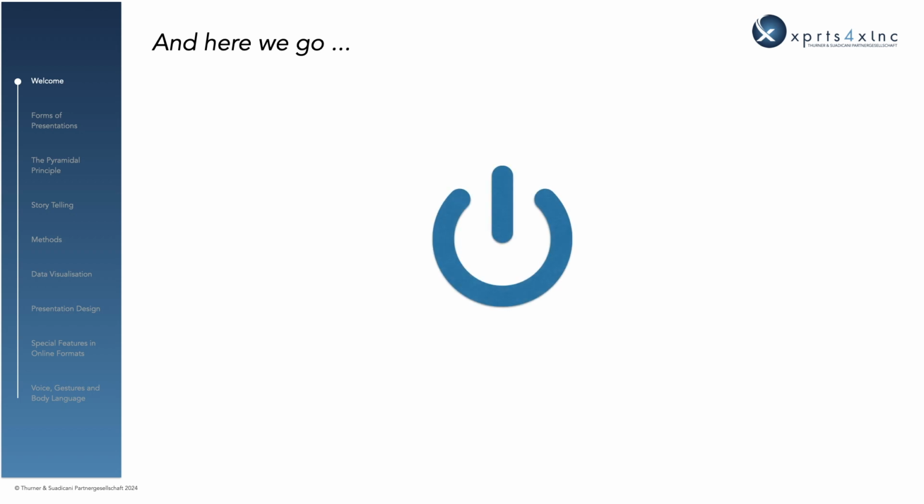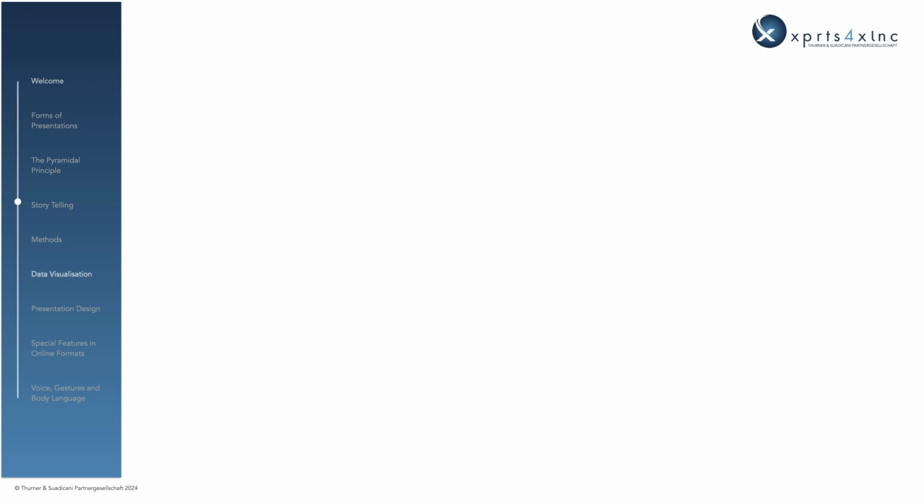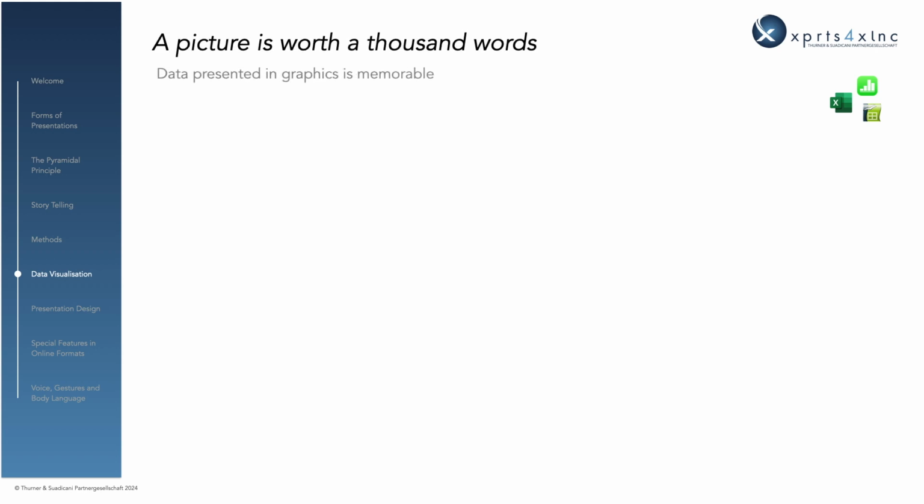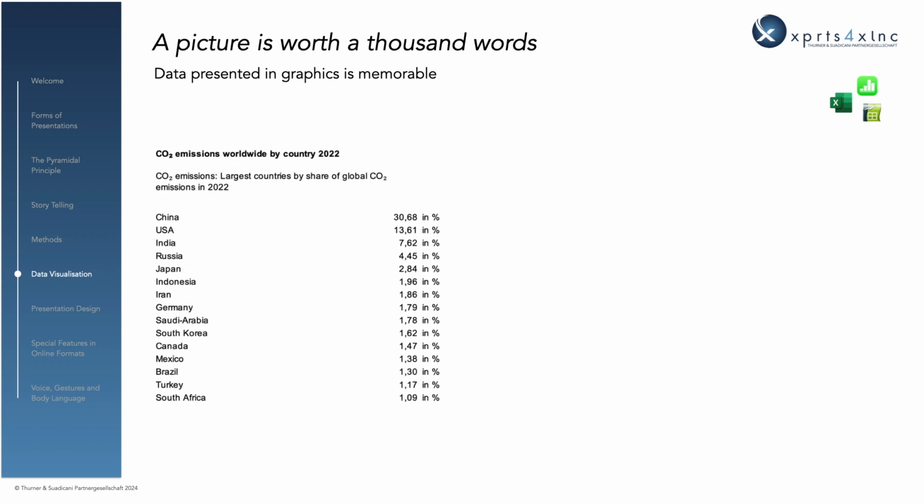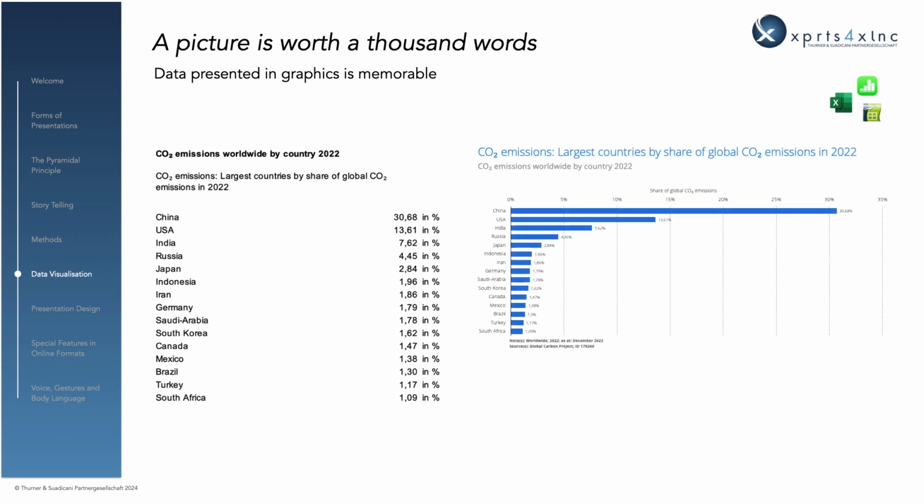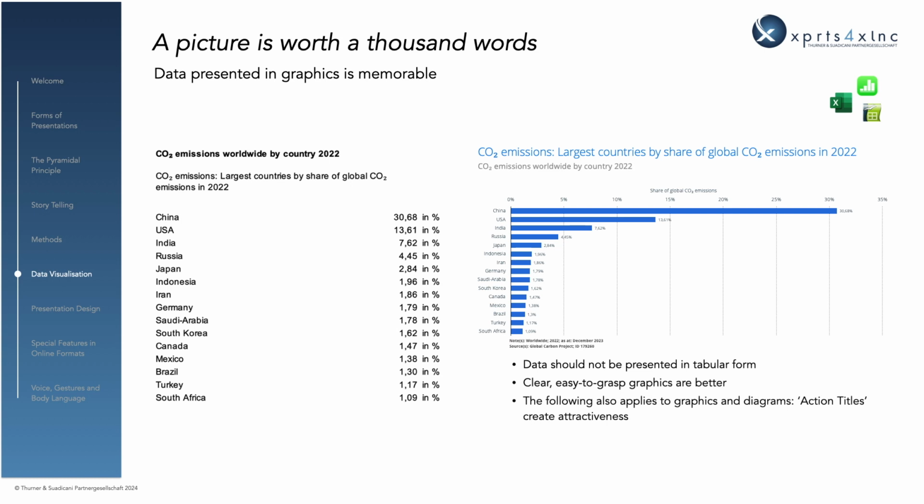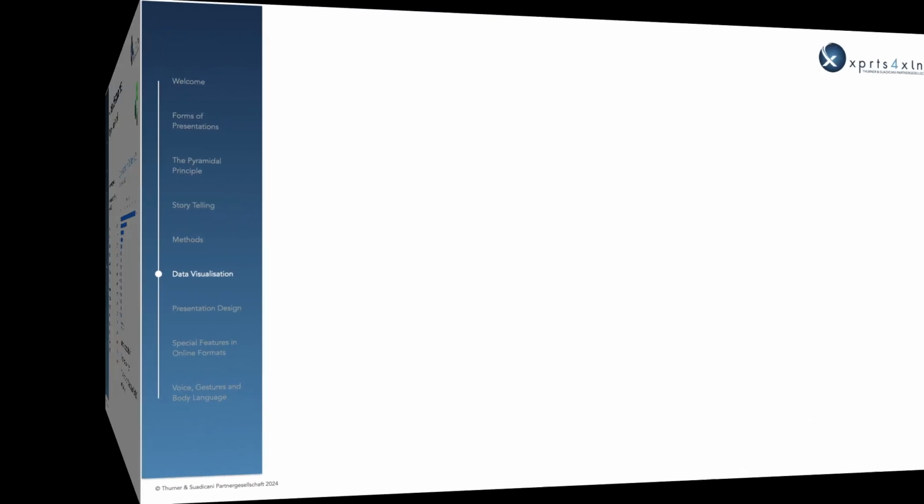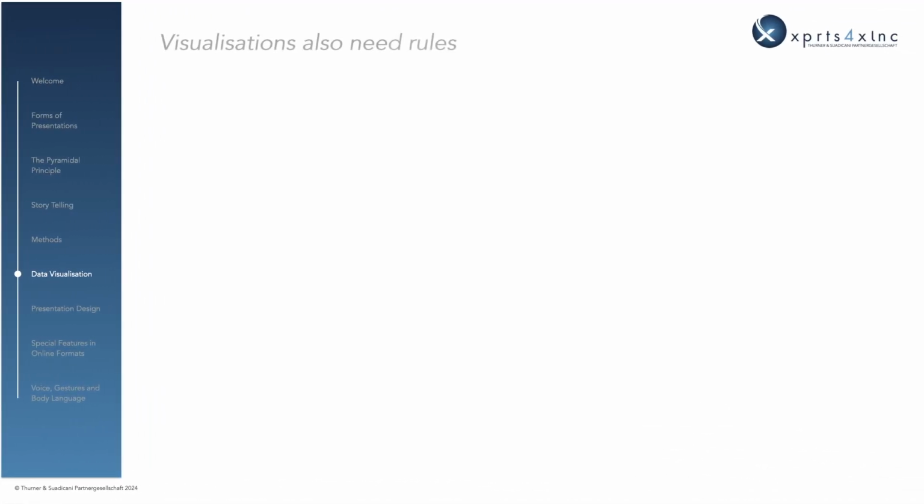Now let's get started with the data visualization. A picture is worth 1,000 words. Data presented in graphics is memorable. Data should not be presented in tabular form. Clear, easy to grasp graphics are better. The following also applies to graphics and diagrams. Action titles create attractiveness.